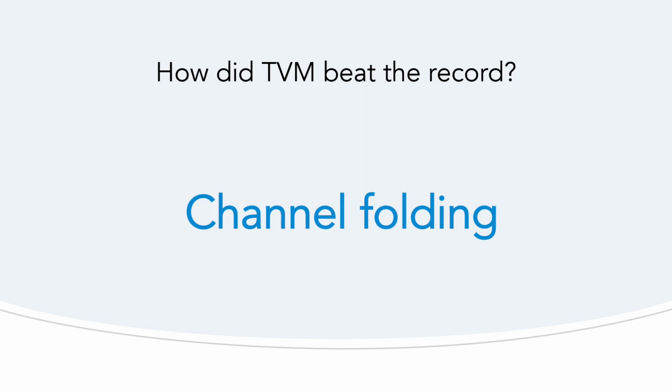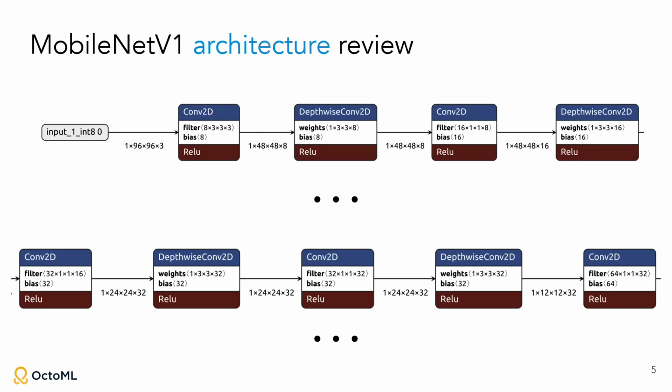Now, first, a bit of a recap. What is MobileNet V1? MobileNet V1 is a convolutional architecture that factors apart regular convolutions into depthwise and pointwise convolutions. You can see that we have alternating depthwise and one-by-one blocks. We have 27 in total. I've had to omit some for brevity.